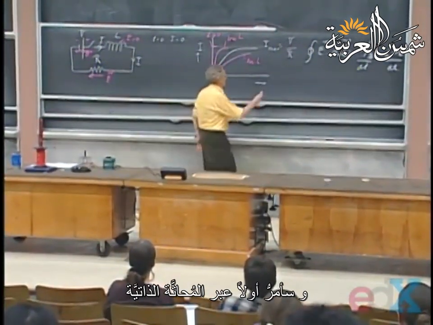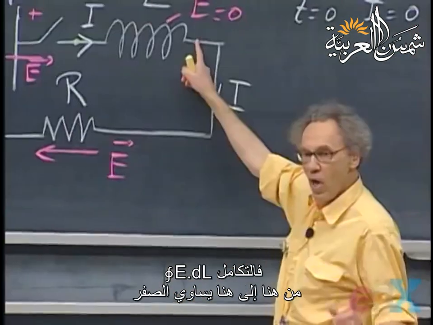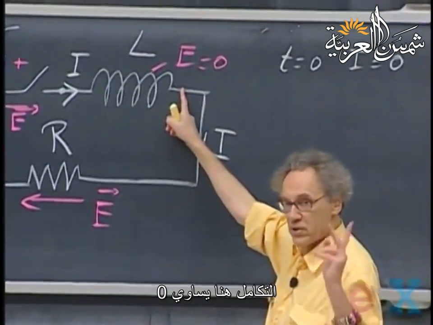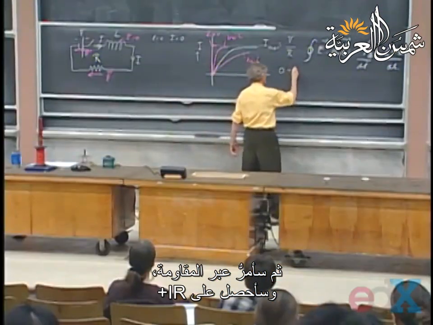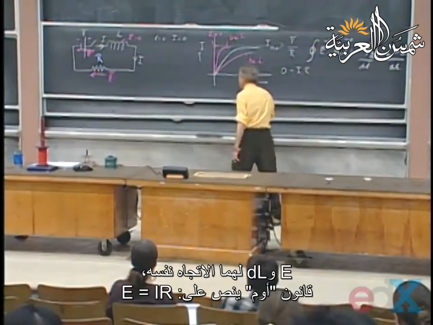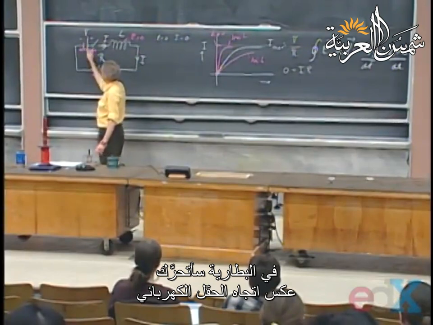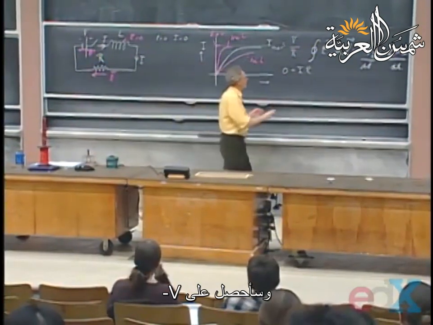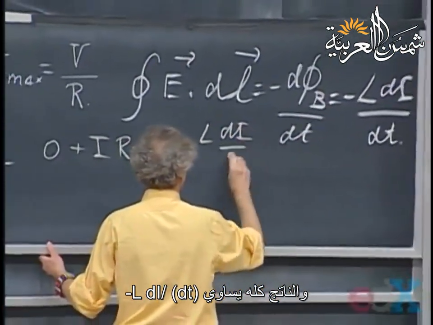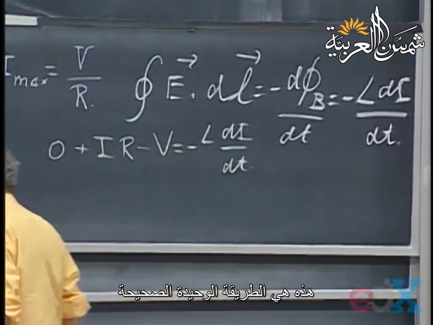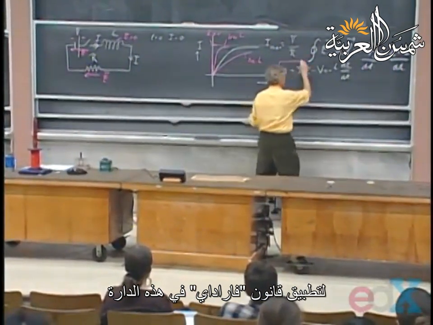and so I first go through the self-inductance. There is no electric field in the self-inductance, so the integral E dot dl in going from here to here is zero. This is where the books are wrong. It is zero. Now I go through the resistor, and so now I get plus IR. E and dl are in the same direction. Ohm's law tells me it's IR. In the battery, I go against the electric field, and so I get minus V. That now equals minus L dI dt. And this is the only sane and the only correct way to apply Faraday's law in this circuit.